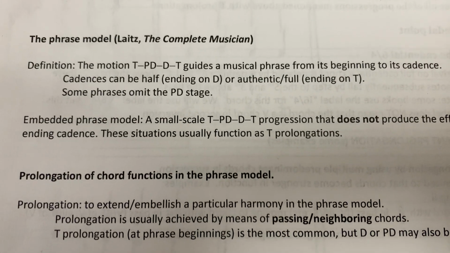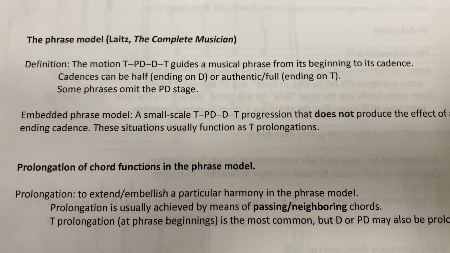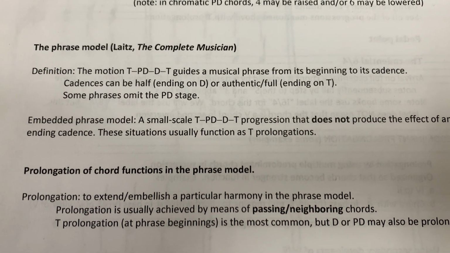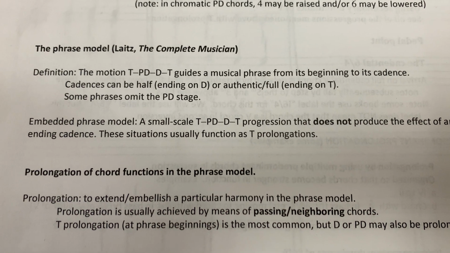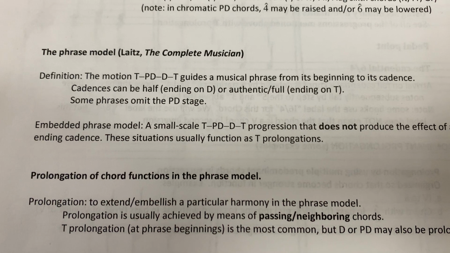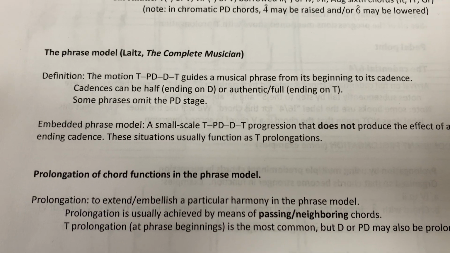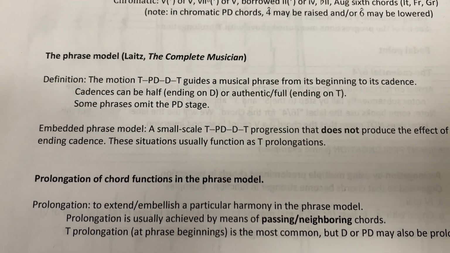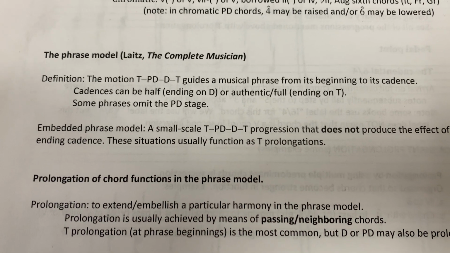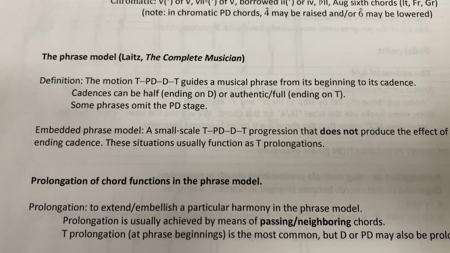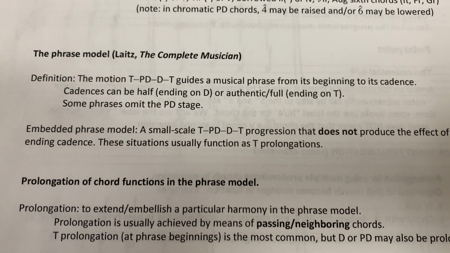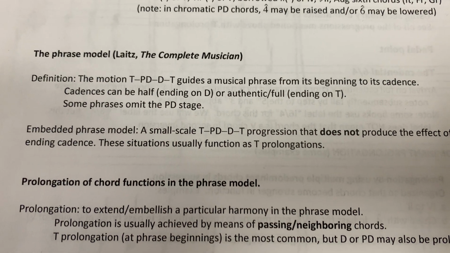Next up, let's talk about the phrase model. This comes from a well-known textbook called The Complete Musician by Stephen Laitz. And the idea here is that if you're looking at a phrase, the motion tonic, predominant, dominant, and possibly tonic after that, will guide a musical phrase from its beginning to its cadence. Therefore, the cadence will either be a half cadence where it ends on the dominant, or there will be an authentic or full cadence where you end on the tonic.